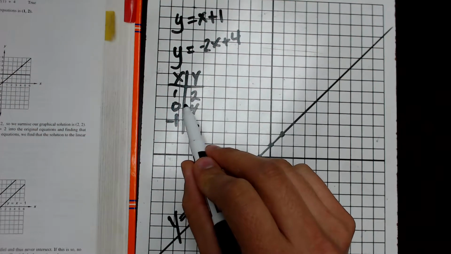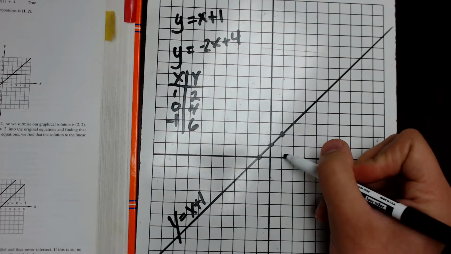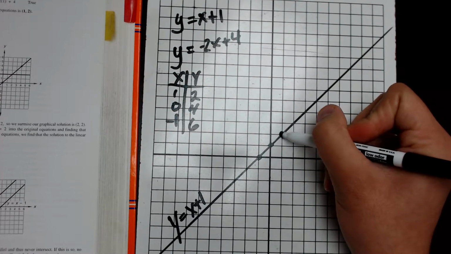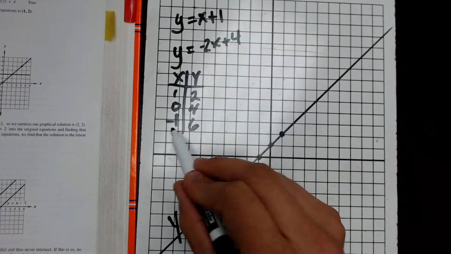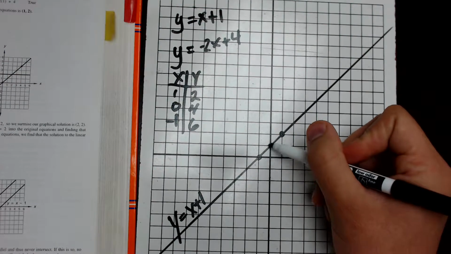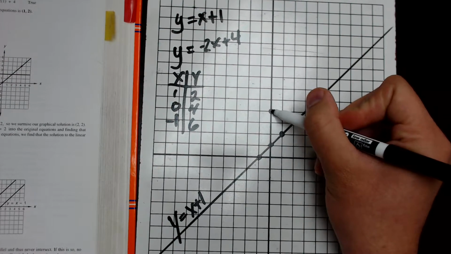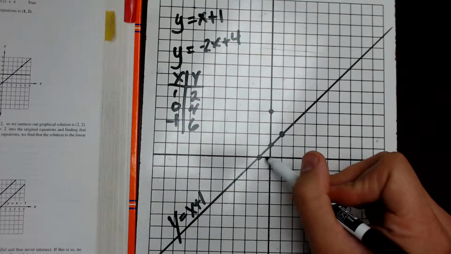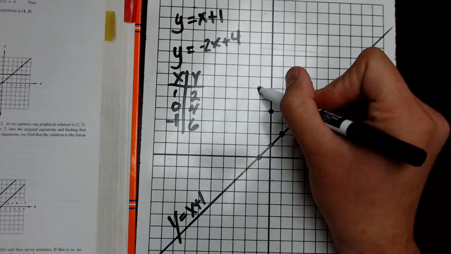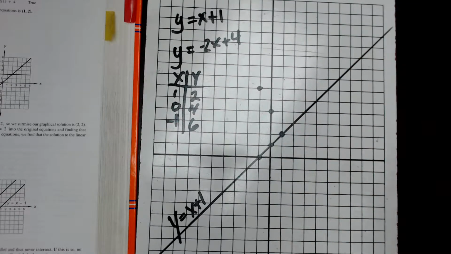Now I have my 3 coordinates again. I'll go ahead and graph 1, 2. Okay, I get that point again. Then 0 and 4, so 0, 1, 2, 3, and 4. And then negative 1 and 6, all the way up there. So then I graph this line.